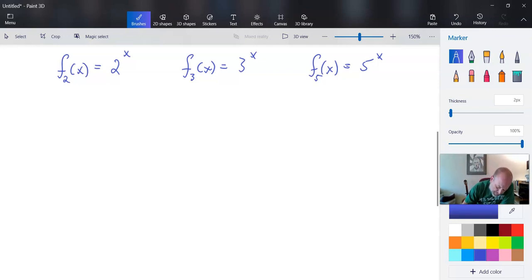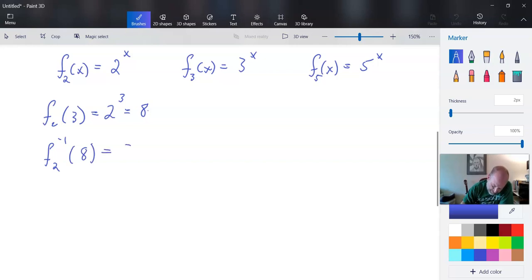Okay, so we already have our function here. Let's look at f base 2 of 3, right? So what that means is that it is 2 to the third power. Okay, that gives me an 8. All right, so 3's turn into 8's. If I have an inverse, that means 8's have to turn into 3's. So if I take the inverse of 8, that means I have to get a 3.